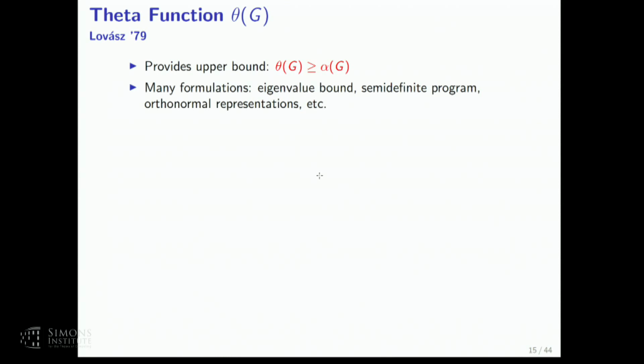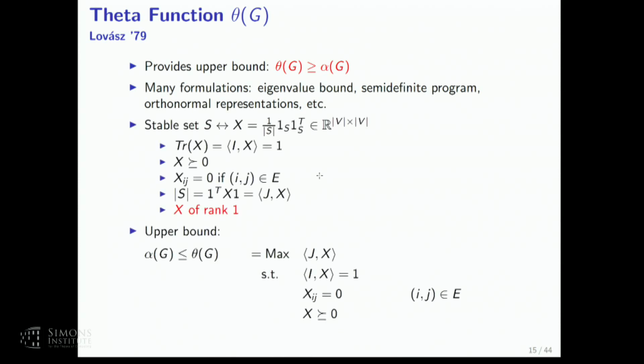What he did was define an upper bound. In this case, we're maximizing, so when we relax, we'd like to get an upper bound on the optimum. He defined an upper bound theta that has many different ways of being formulated. It can be stated as an eigenvalue bound, as a semi-definite program in terms of orthonormal representations, and so on. Let me discuss one of the many semi-definite programming formulations.